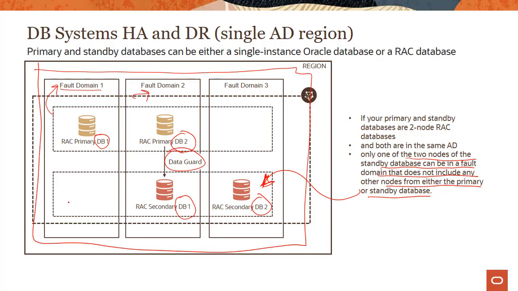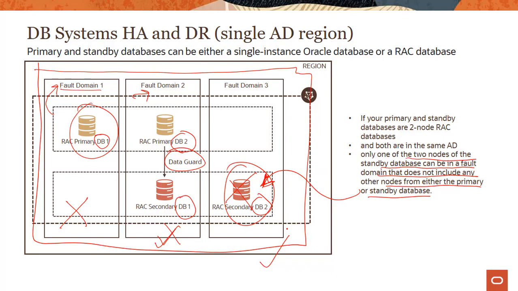So now, if fault domain 1 becomes unavailable, you still have your database running. If fault domain 3 becomes unavailable, you still have your database running. If fault domain 2 becomes unavailable, you still have your database running, right? So you still get this high availability, but it's a different kind of design paradigm compared to a multi-AD region. So just keep that in mind.